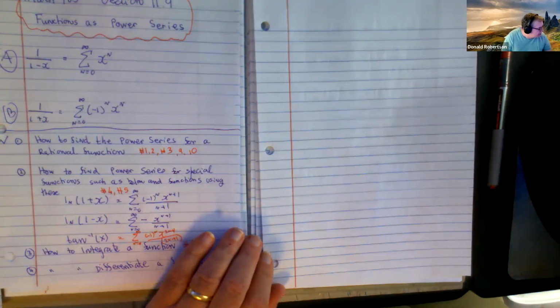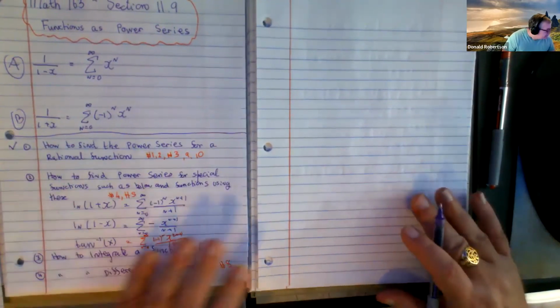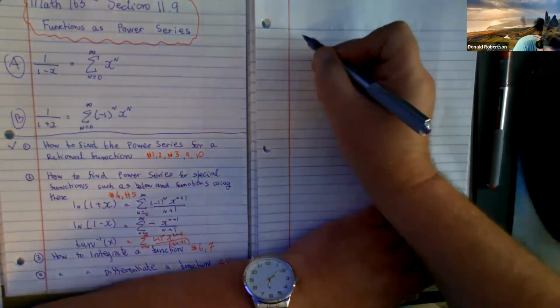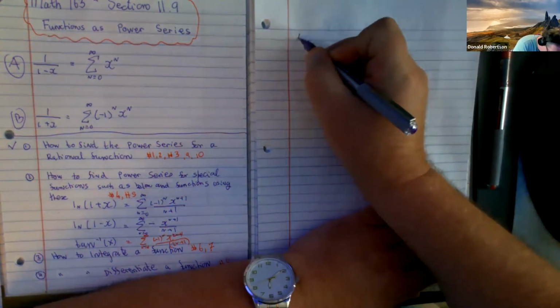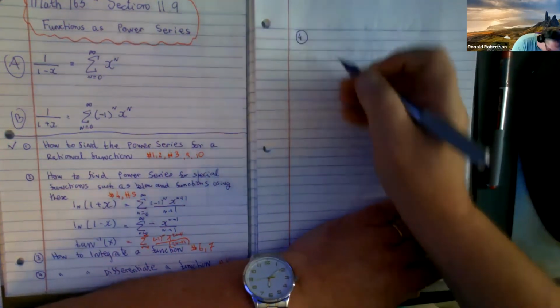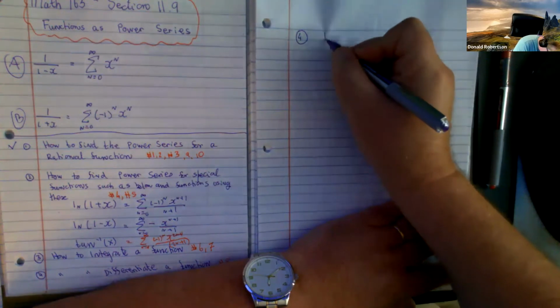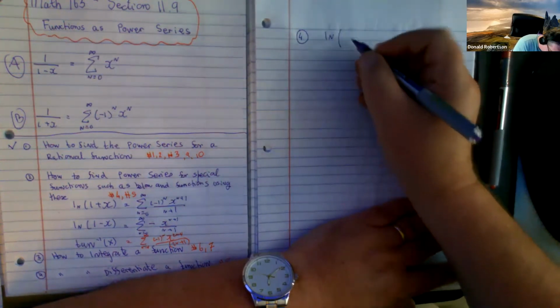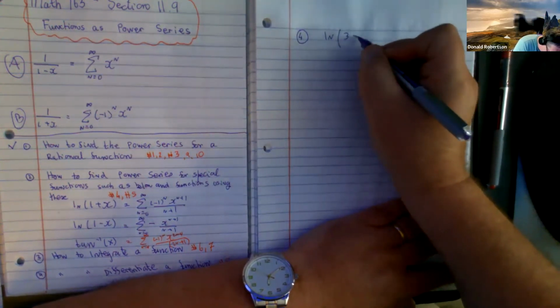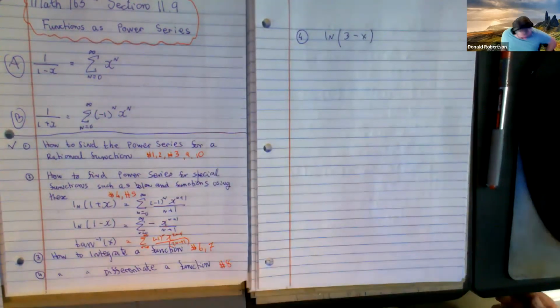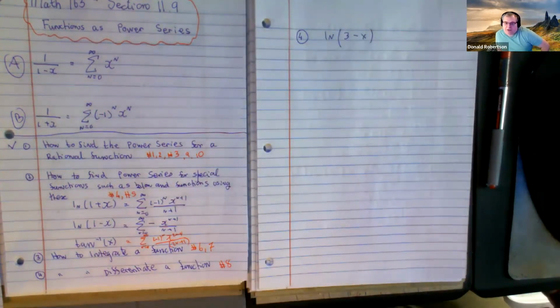Let's look at question 4. In question 4, they want us to find the natural log of 3 minus x. They want us to find the power series of the natural log of 3 minus x. And that is not nice.